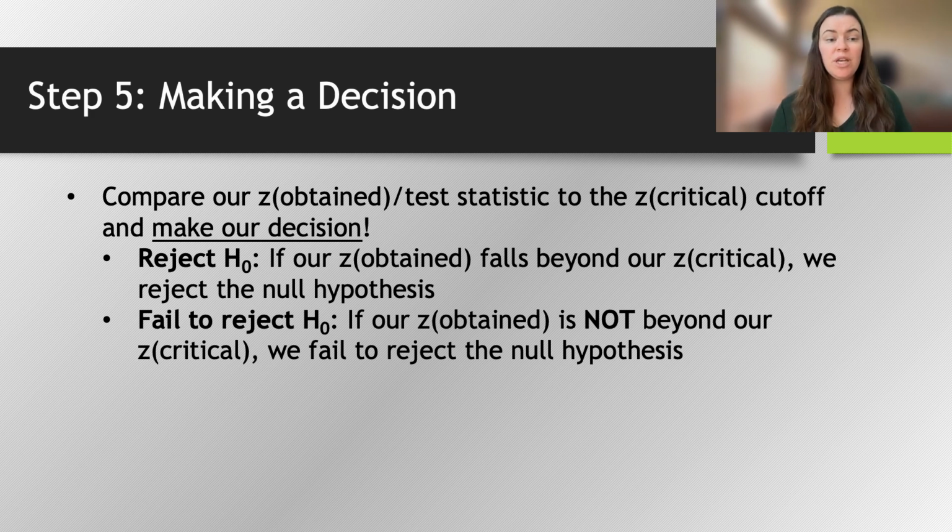So this is where we can compare our Z obtained value, which serves as our test statistic, to the Z critical cutoff point, and we can make our decision. Are we going to reject the null hypothesis if our Z obtained falls beyond our critical value? If we fail to reject the null hypothesis, this occurs if our Z obtained is not beyond our Z critical value, and so we would fail to reject it. It's in our safety zone.